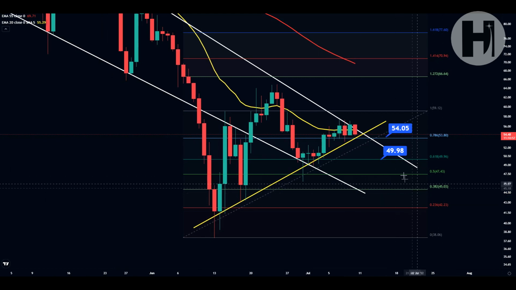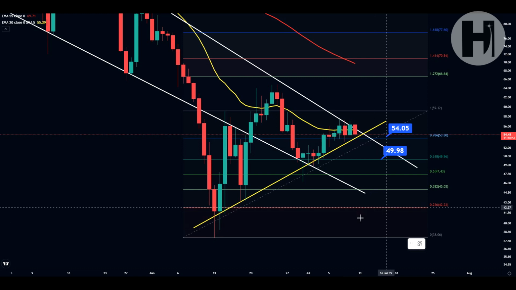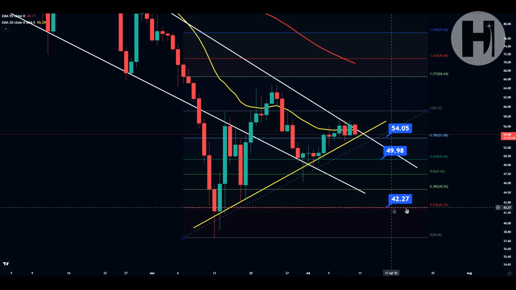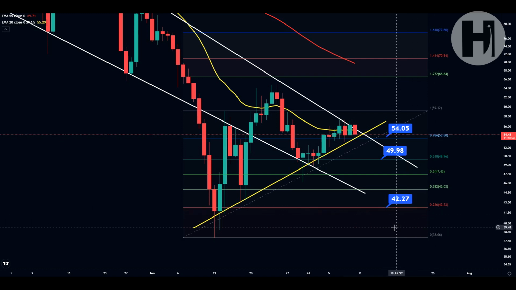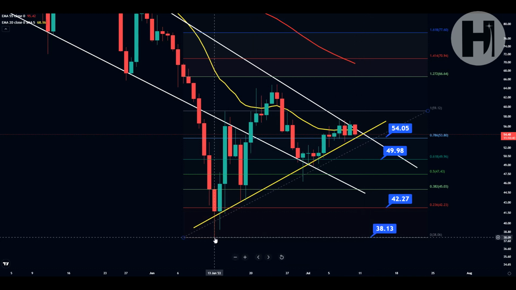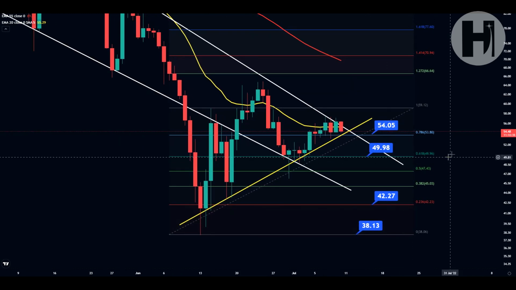Now, obviously, if we see a capitulation, you could see Elrond drop even lower. For example, we can see a support level here at $42.25, which is the 0.236, and we have the local swing low over here at $38. So that is another level that you want to target.